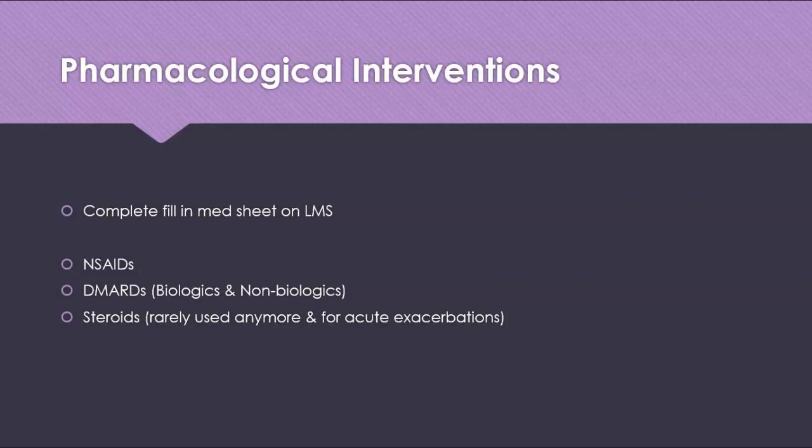Kind of the gold standard under the DMARDs, methotrexate. It is an immunosuppressant drug, so it helps to decrease that immune response. But it does take a few weeks before it starts working, about 6 weeks. But in long-term studies, the earlier a patient starts taking the methotrexate, the better their long-term functioning is.